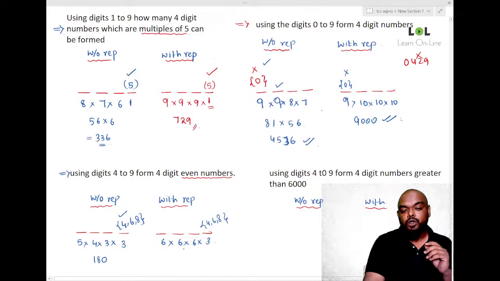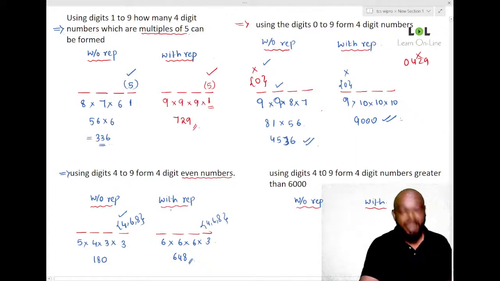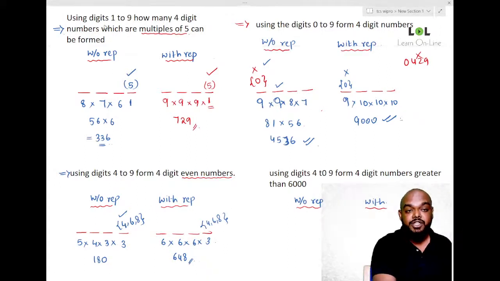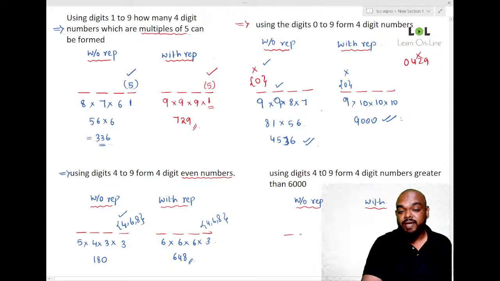So totally what? 216 into 3. So that will be 648 numbers. 648 numbers. That is my answer. So that is the first question. Let us deal with the second question. What do we have?